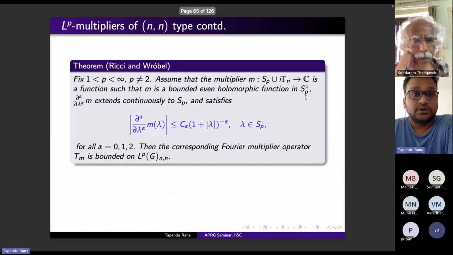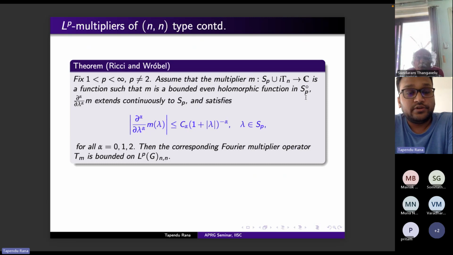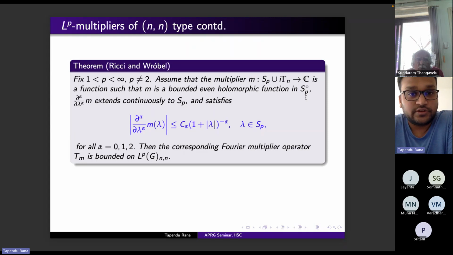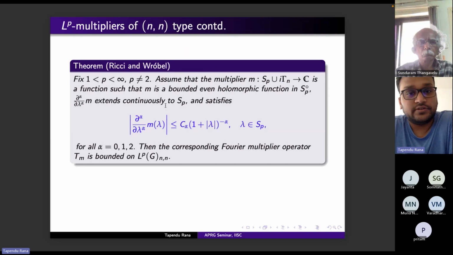In fact, they proved the following. Suppose p is greater than 1 and less than infinity, and p not equal to 2, and assume the multiplier m from S_p union I gamma n to C is a bounded even holomorphic function on S_p naught, and the derivatives d^alpha/d lambda^alpha extend continuously to S_p and satisfy this kind of inequalities for all alpha from 0 to 2. Then the corresponding Fourier multiplier operator T_m is bounded on L^p(G).